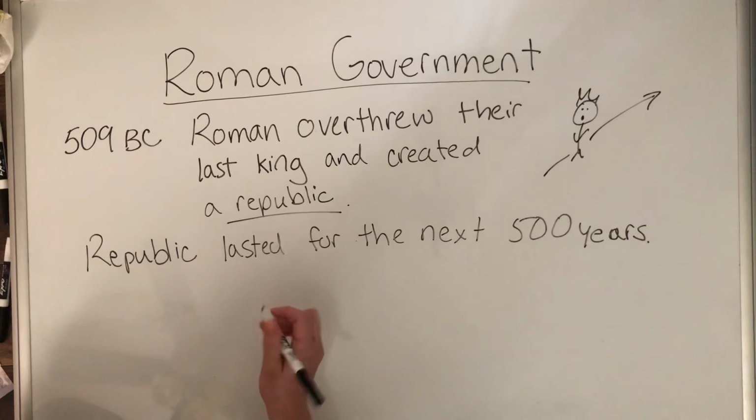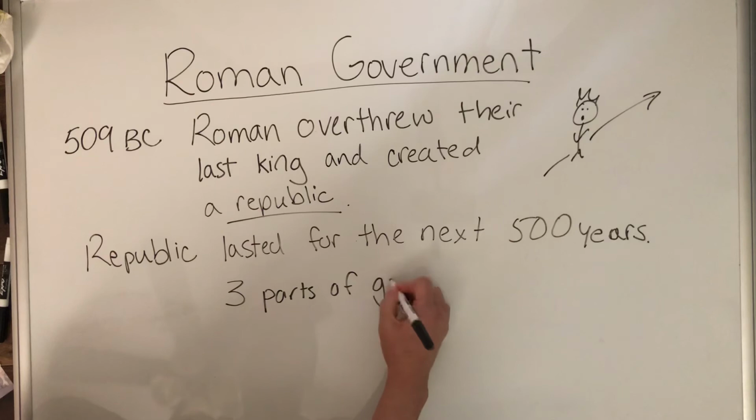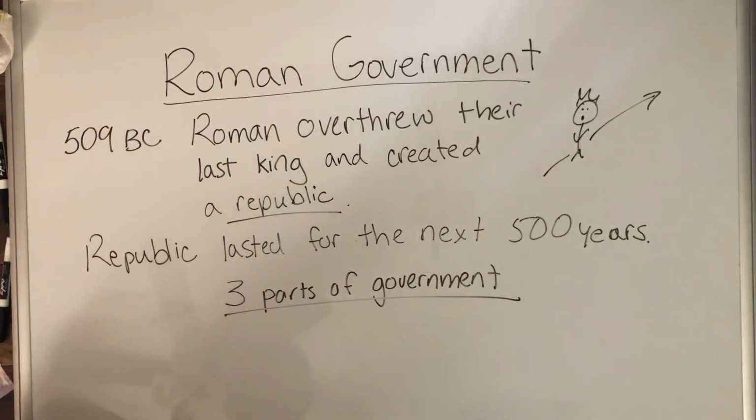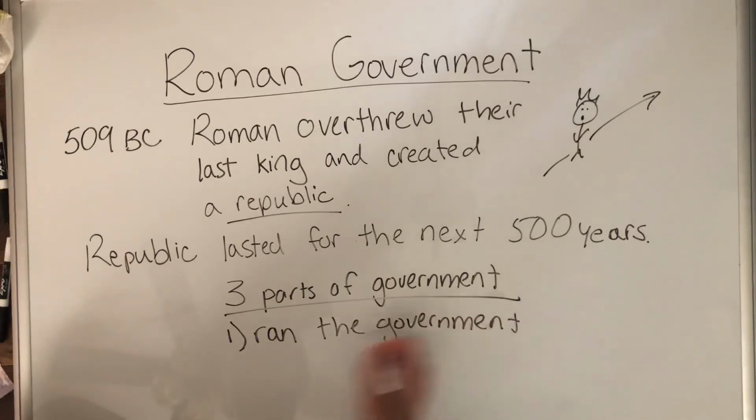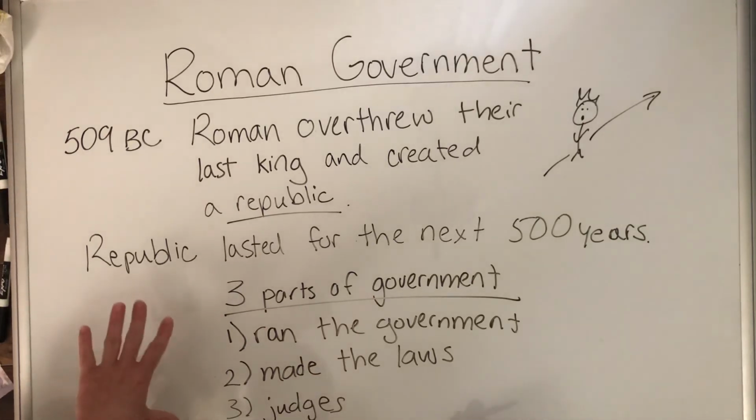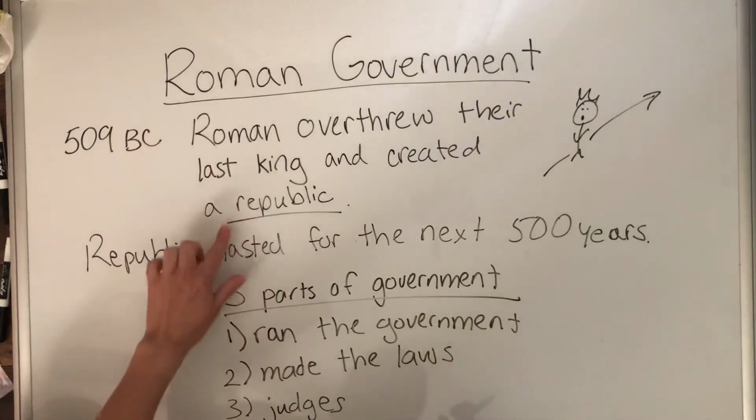So this republic had 3 parts of government. Sound familiar? 3 parts of government. The first part ran the government. The second part made the laws. And the third were the judges. So here is our 3 parts of the government. So what we talk about from here on is going to be all about the Roman Republic.